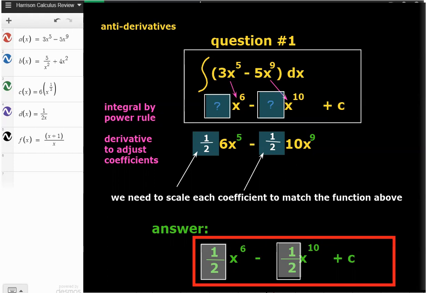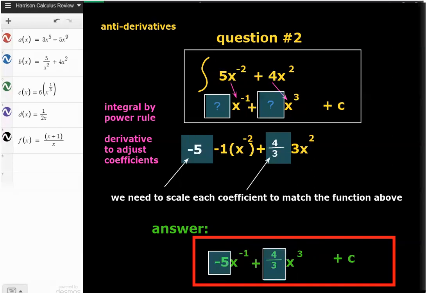Similarly, for the second term, the derivative of x to the 10th is 10x to the 9th, but 5x to the 9th is present, so we need to scale that also by 1/2. Now that we've scaled each term by these coefficients to match the function above, we get the correct answer, a half x to the sixth minus a half x to the 10th plus c.